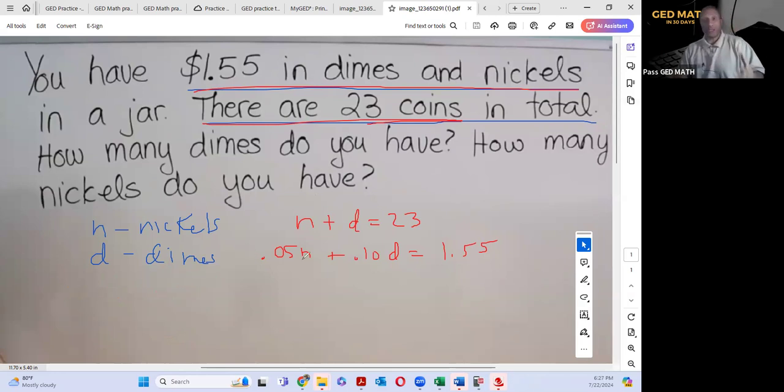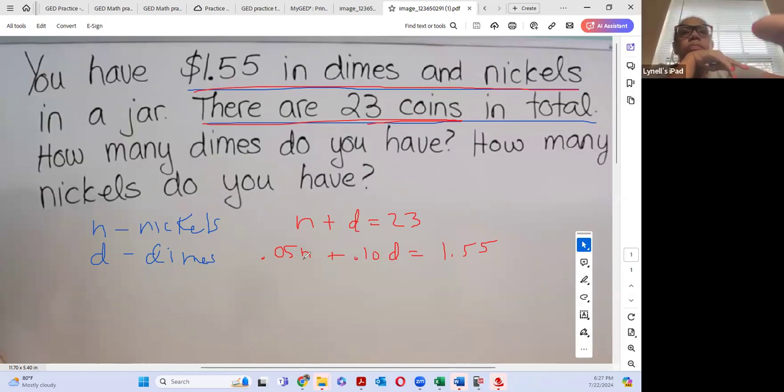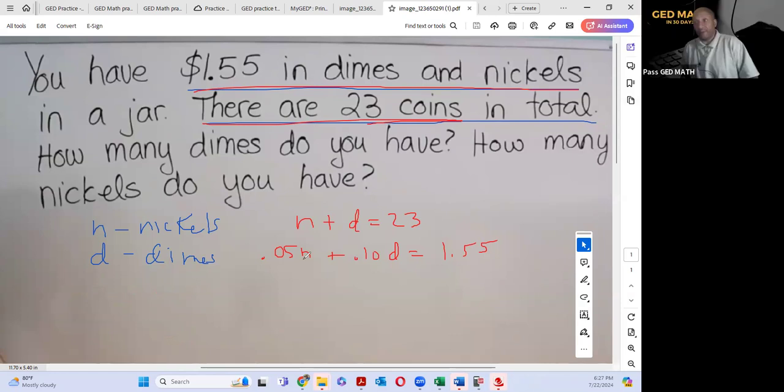When you look at the coefficients in that second equation, you have a coefficient of 0.05 in front of the N, and you have 0.1 in front of the D. Does everybody understand that? So this is what I would recommend. We know how to find 0.1 of something. We just move the decimal one place because 0.1 is 10%.